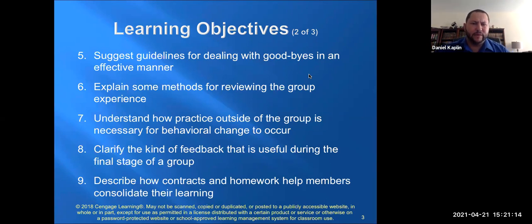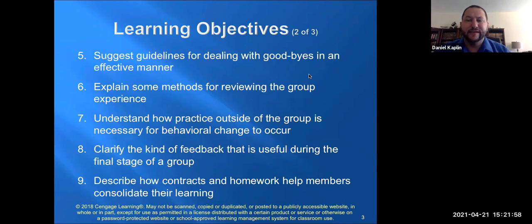We'll also talk about important kinds of feedback we're going to give each other, right? And the final stage. And the feedback is multi-directional. It goes from one group member to other group members, the group members who haven't spoken to each individual member, and then all members to the group leader, and then back. So it's multi-dimensional, multi-directional, the feedback we get. And then in terms of how we utilize homework and contracts to help us solidify or consolidate that learning.